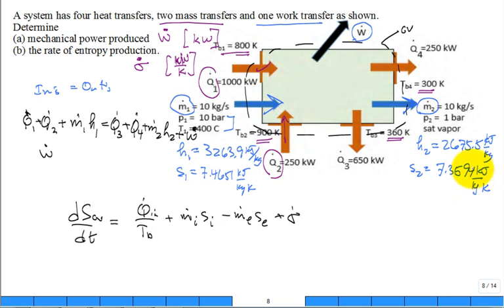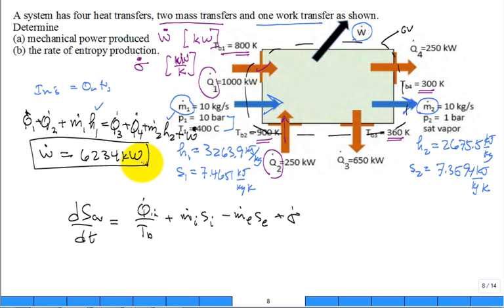So we can put the two H's in, and you can calculate W dot, and I encourage you to repeat this afterwards. 6234 kilowatts. Make sure you can reproduce that answer. True?